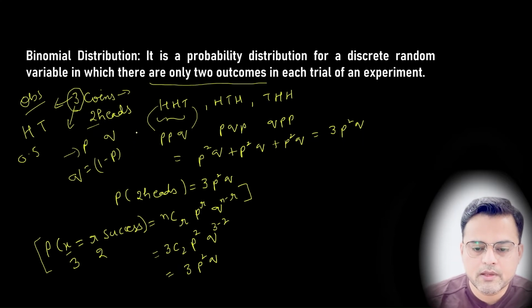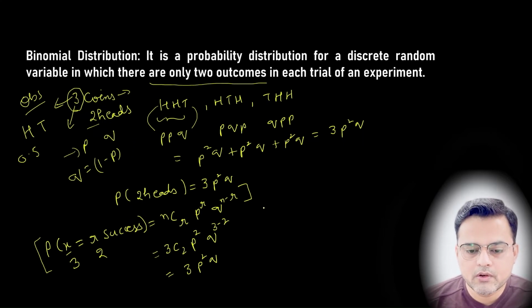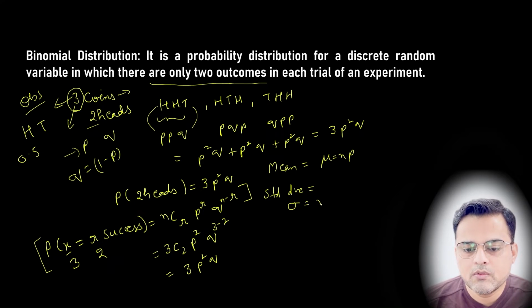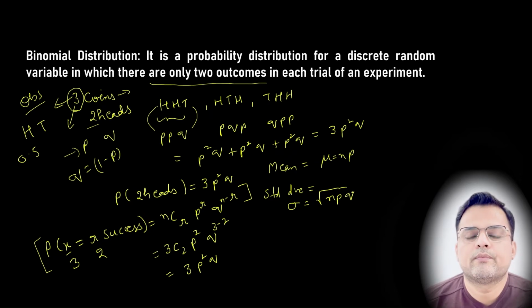So this is from the perspective of the binomial theorem. For every distribution, we will have a mean and standard deviation. For the binomial distribution, the mean mu is equal to NP, where N is the number of observations and P is the probability of success, and the standard deviation sigma is equal to the square root of NPQ.